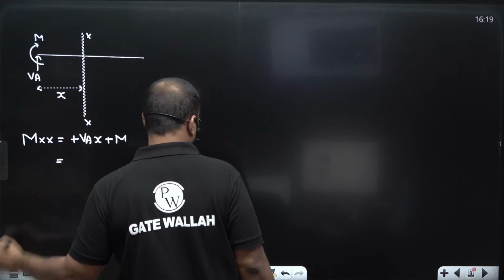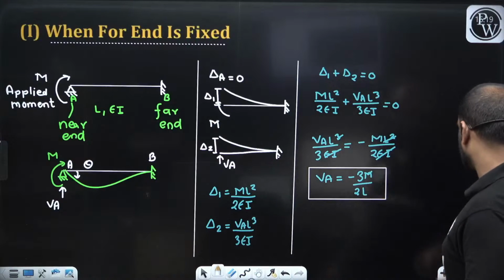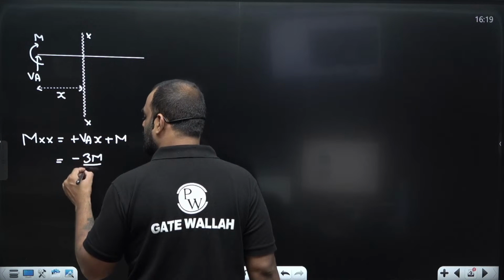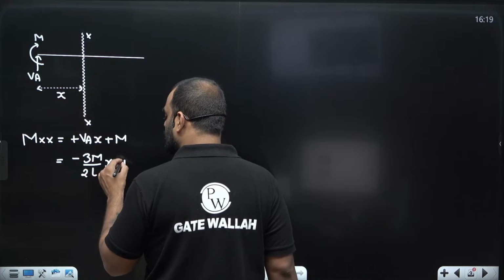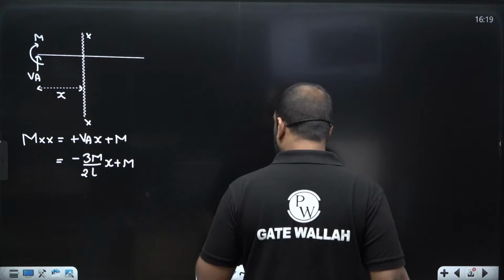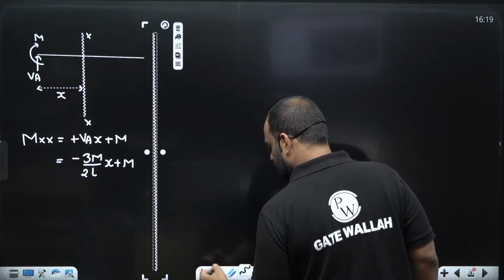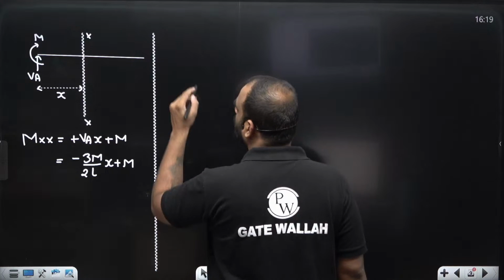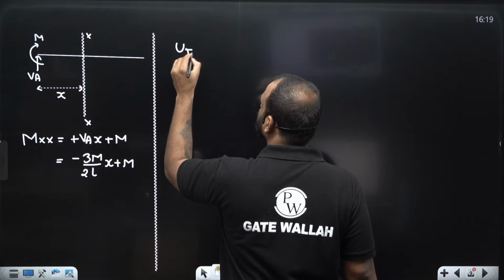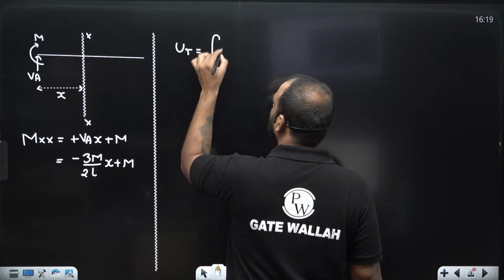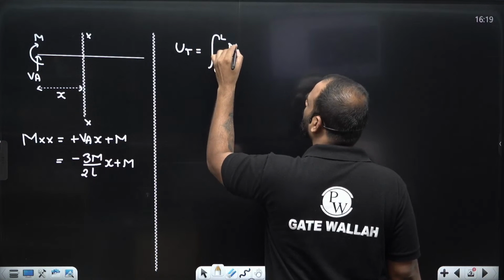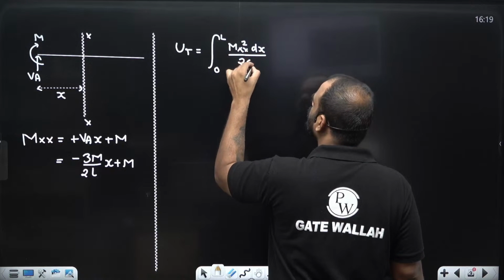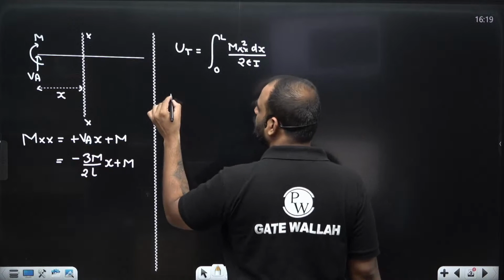Now what is the value of VA? We have already calculated it. It is minus 3M by 2L. So the moment is minus 3M by 2L into x plus M. Now, as per Castigliano's second theorem, you need to find out the total strain energy of the structure, right? So total strain energy of the structure is integration 0 to L Mxx square dx upon 2EI. Clear?